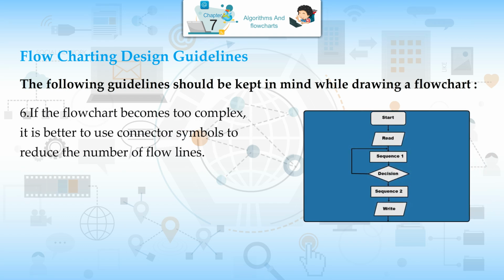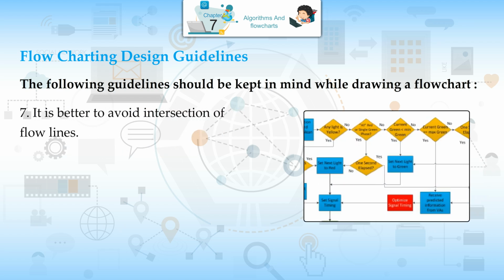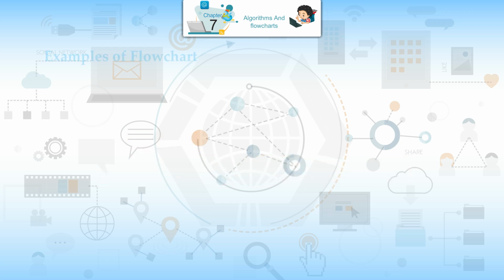6. If the flowchart becomes too complex, it is better to use connector symbols to reduce the number of flow lines. 7. It is better to avoid intersection of flow lines. Quick fact: a step-by-step visual representation of a program is called a flowchart.